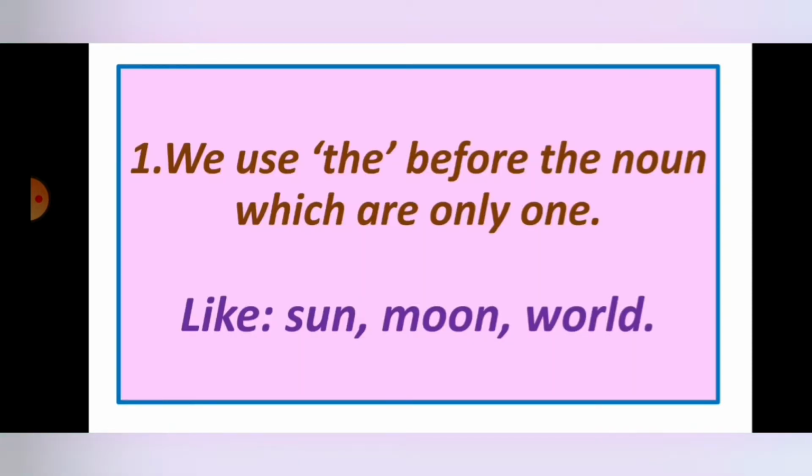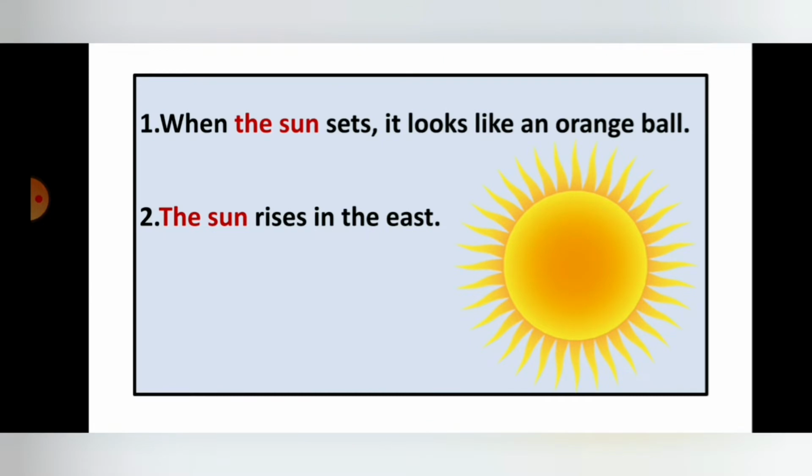The number 1 rule, or the very first use of the definite article the, is that we use the before nouns of which there is only one, like sun, moon, world. Let's see the example: when the sun sets, it looks like an orange ball. Here you can see that before sun we have used the, and it is fixed. Always you have to use the before sun. There is another example.